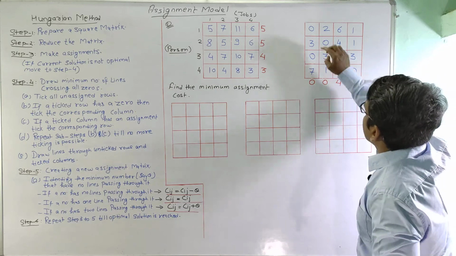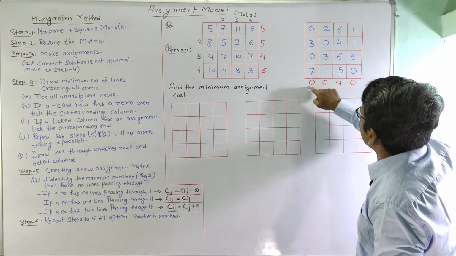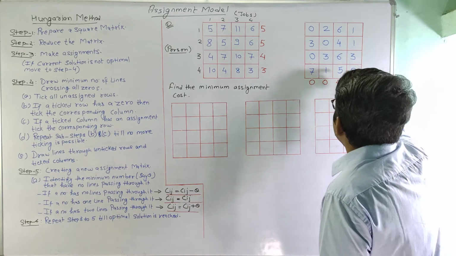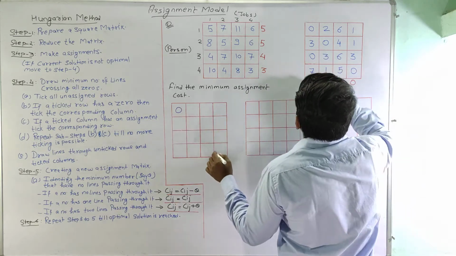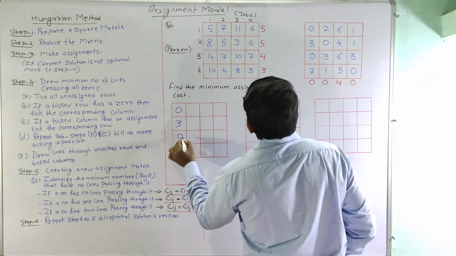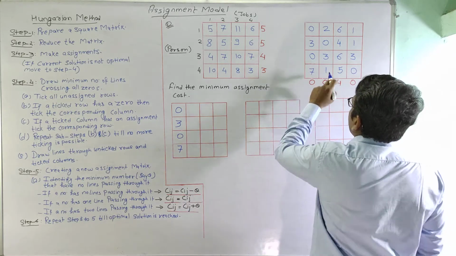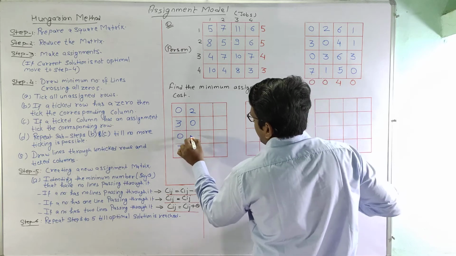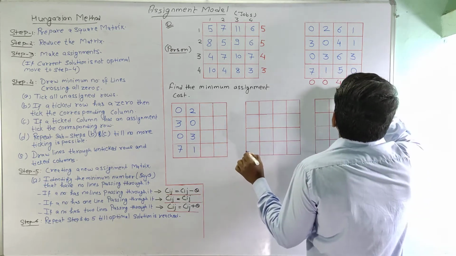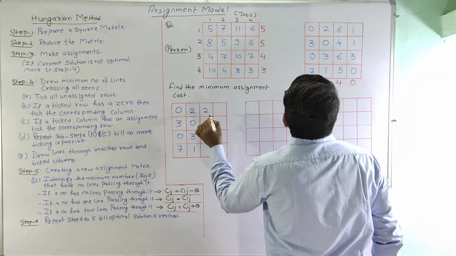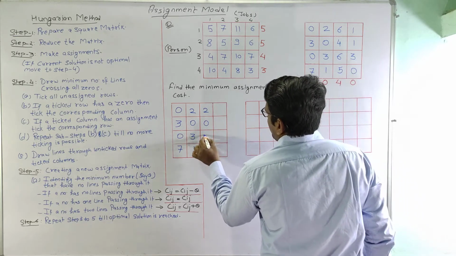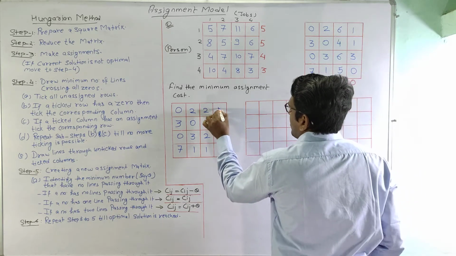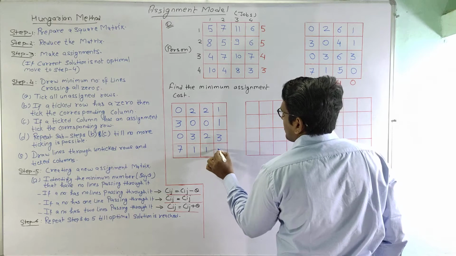Now we subtract this minimum value from each element of the column. Let us see what matrix we get after applying column reduction. 0 minus 0 is 0, 3 minus 0 is 3, 0 minus 0 is 0, and 7 minus 0 is 7. Similarly for the second column, 2 minus 0 is 2, 0 minus 0 is 0, 3 minus 0 is 3, and 1 minus 0 is 1. For column 3 we have 6 minus 4 is 2, 4 minus 4 is 0, 6 minus 4 is 2, 5 minus 4 is 1. For column 4, 1 minus 0 is 1, again 1 minus 0 is 1, 3 minus 0 is 3, and 0 minus 0 is 0.